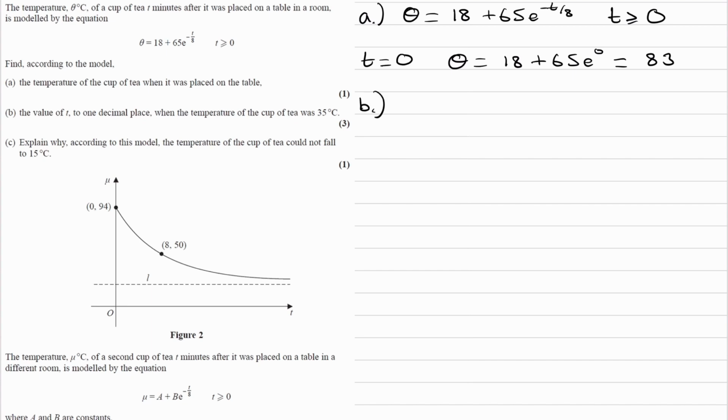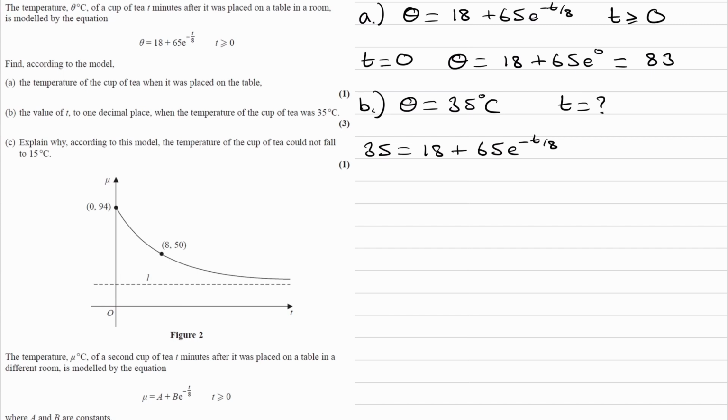Part B. The value of t to one decimal place when the temperature of the cup is 35 degrees Celsius. So theta is equal to 35 degrees Celsius. We're trying to work out what t is. So you want to put that into this equation and then rearrange for t. So then we will get 35 is equal to 18 plus 65 e to the minus t over 8.